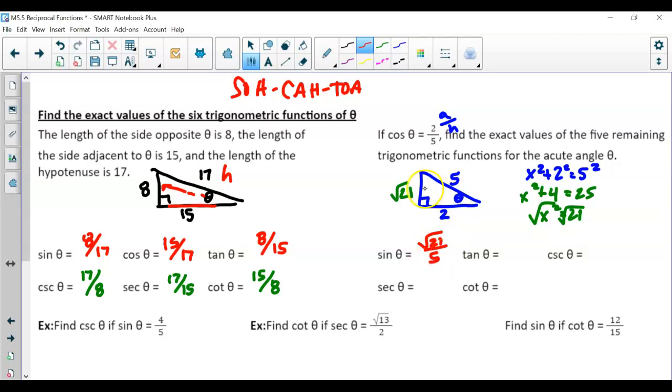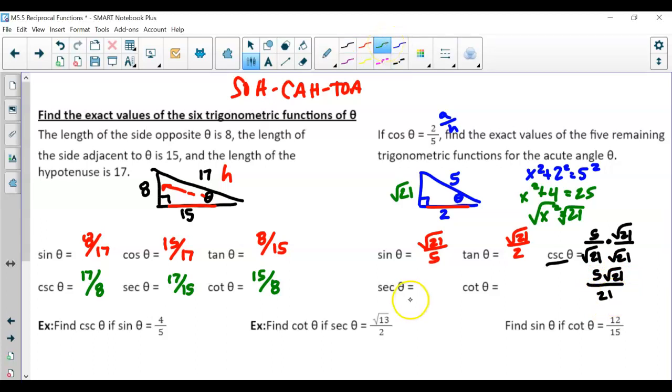Tangent is opposite over adjacent. So radical 21 over the adjacent of 2. So now getting into the reciprocal. Cosecant is a reciprocal of sine. So 5 over radical 21. But can we leave it? No. So radical 21 and radical 21, which leaves you with 5 radical 21 over 21.